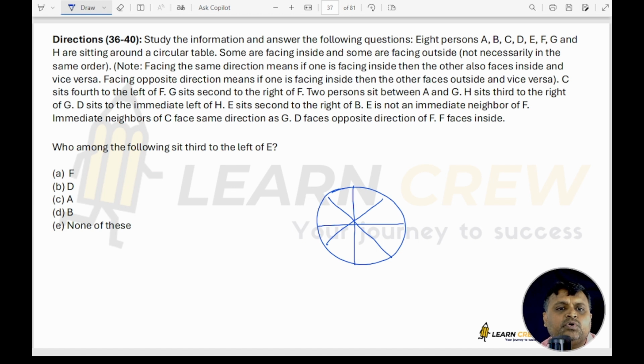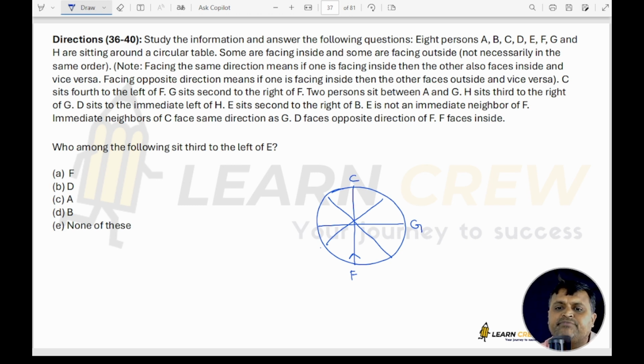C sits fourth to the left of F. So if I am taking F here, I am considering facing inside. Okay, C sits fourth to the left of F: first left, second left, third left, fourth left. G sits second to the right of F. If this is the case, F is facing center. If F is facing outside, I will do it after this fails.